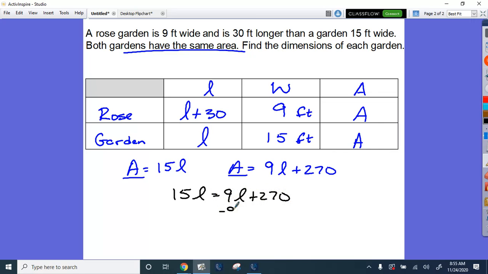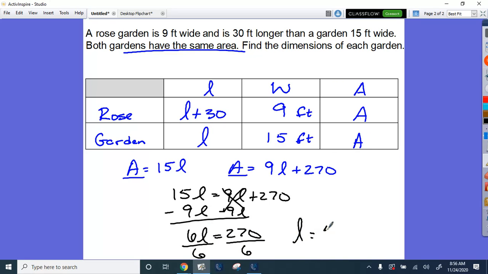Now just solve your equation. Subtract your 9L from both sides. You get 6L equals 270. Divide both sides by 6. So the length ends up becoming 45 feet. We're trying to find the dimensions of each garden. So if this length is 45 feet, the second garden is 45 feet by 15 feet.